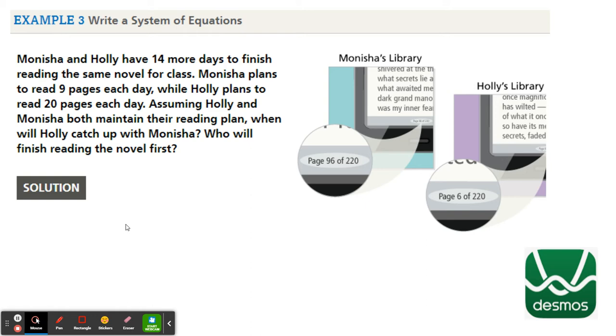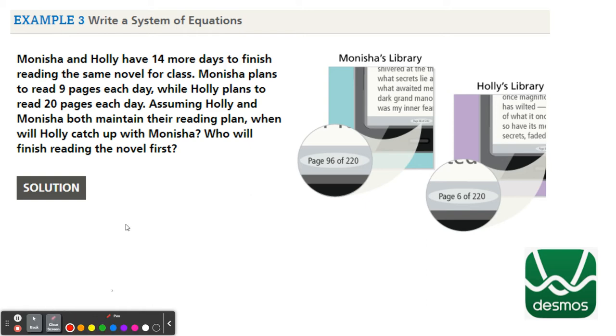Okay, so if we take a look here, notice that Manisha is on page 96 of 220, and Holly is on page 6 of 220, right? So we're going to create an equation for each of these girls in terms of how they're reading, and then we're going to graph them using Desmos because it's a word problem, and we're going to find what's going on here with who's going to catch up, who's going to finish first.